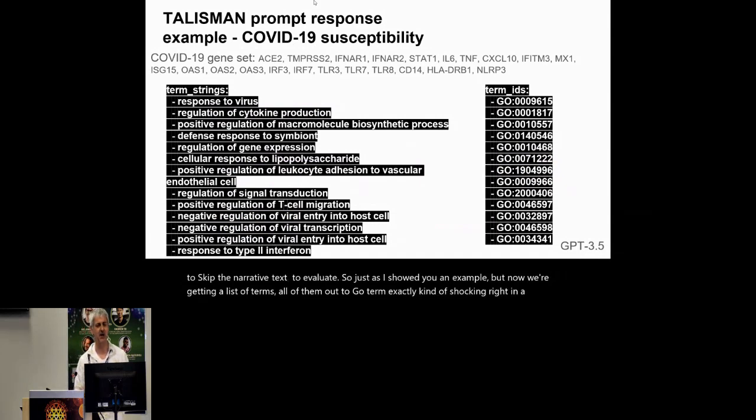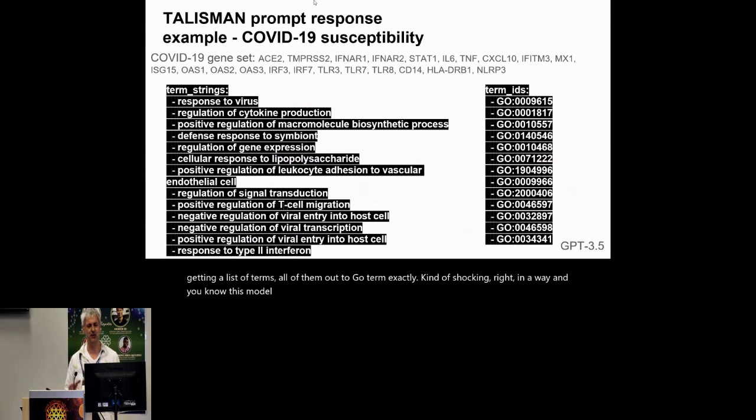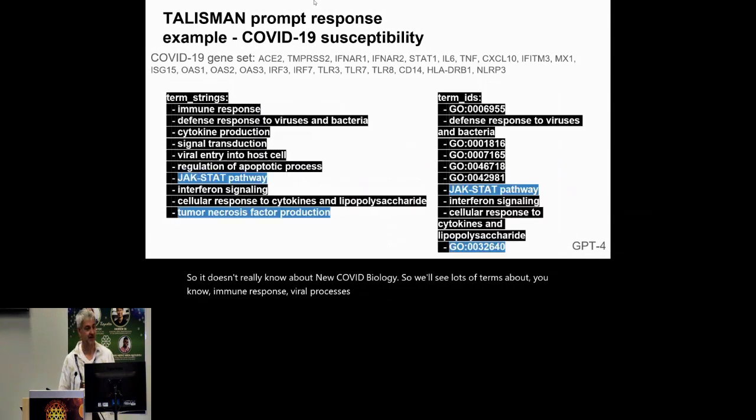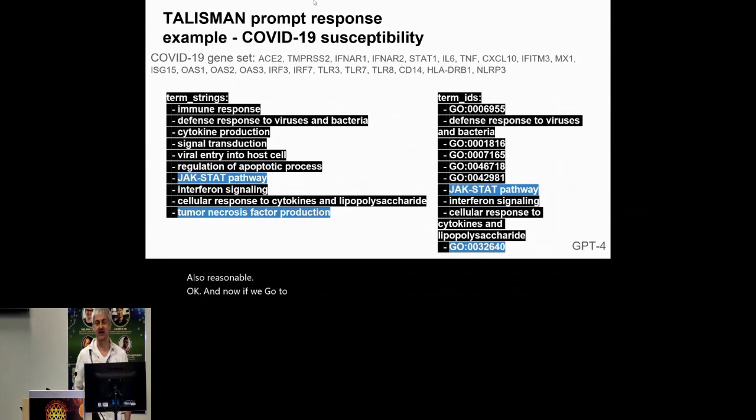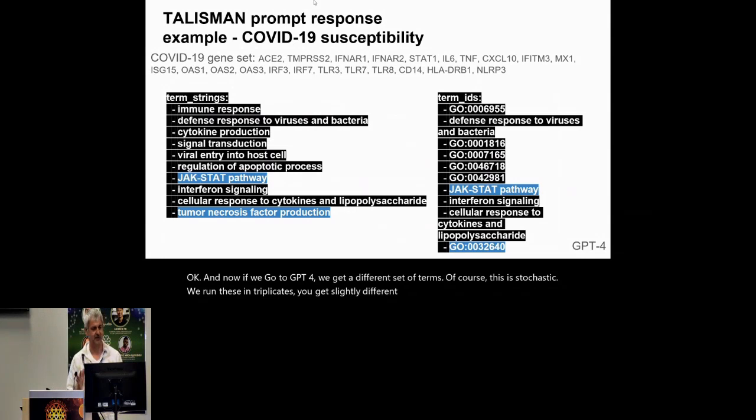And this model was trained, or not so much on COVID data, it was early still. So it doesn't really know about new COVID biology. So we see lots of terms about immune response, viral processes, right? Also reasonable. Okay, and now if we go to GPT-4, you get a different set of terms. Of course, this is stochastic. We run these in triplicate. You get slightly different answers. That's a kind of different story.